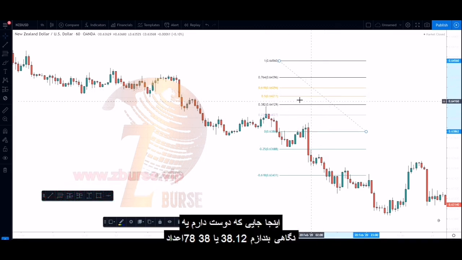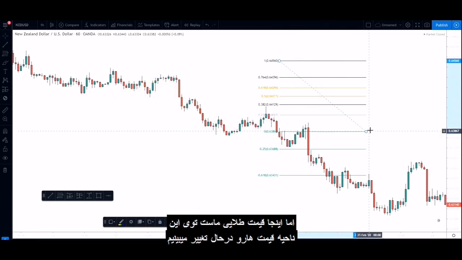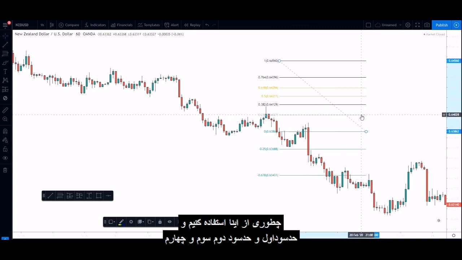3812 or 382 is cool too. 764 is cool too. But this is our gold zone. If we ever see price spike in this region, then there's a good chance of a reversal. Okay, how I use these. This is take profit 1.